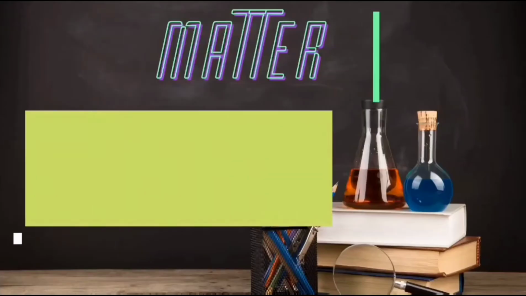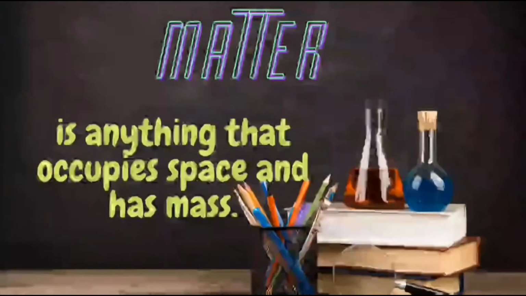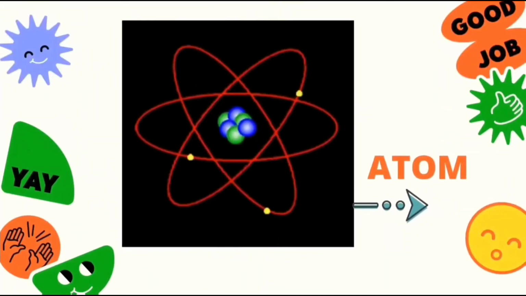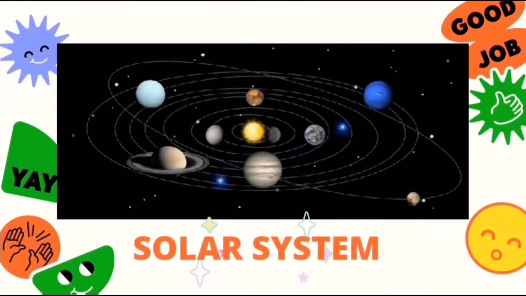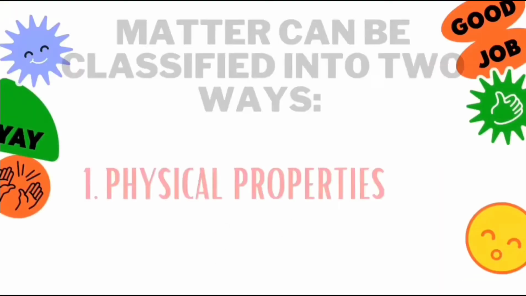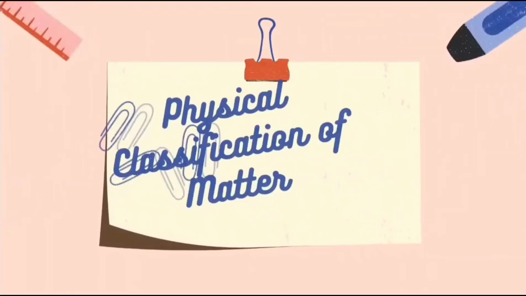In your past grade level, you have learned about matter. Matter is anything that occupies space and has mass. This means that everything around us is matter, regardless of shape and size. From the tiny atom to the vast solar system, matter is so diverse that we need to classify it. Matter can be classified into two ways, based on physical and chemical properties.